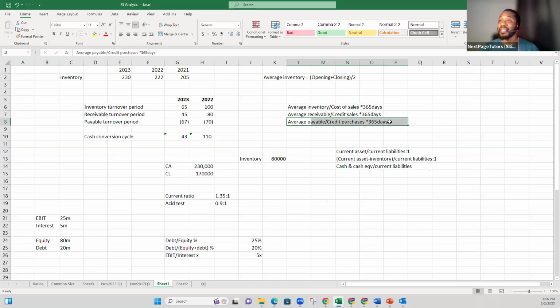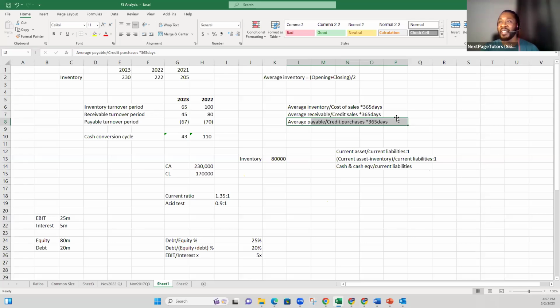In fact, let me add, it's not even all the time that you are able to determine your purchases. If I'm not able to determine my purchases, I will use my cost of sales instead of purchases. I want to be sure you've been able to capture everything that I said.